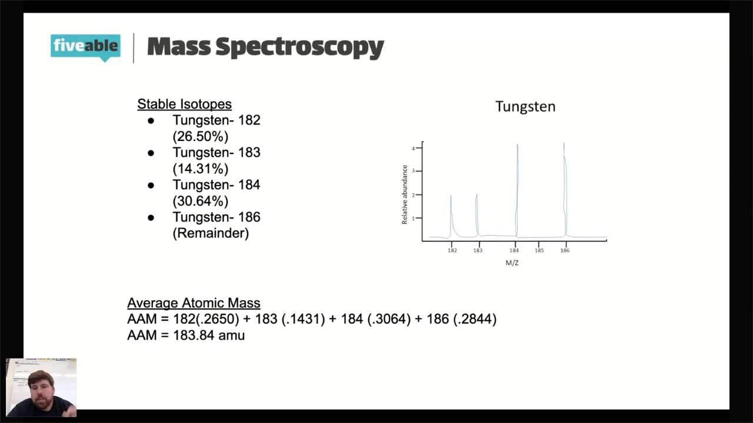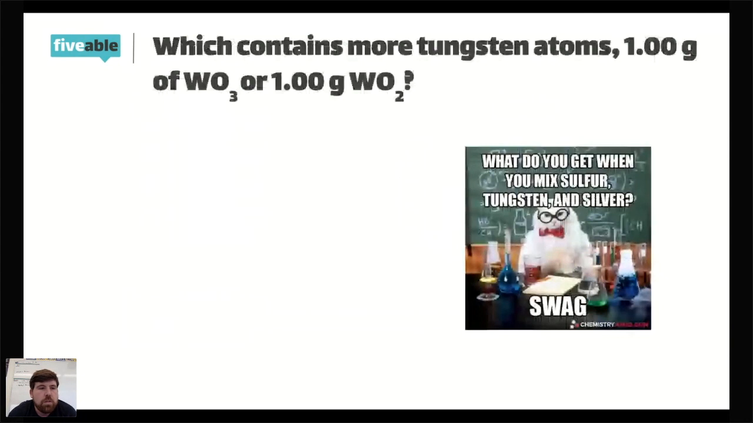All right, cool. So moving on from this, we're going to look at some mole questions. So which contains more tungsten atoms? We're sticking with our theme here. 1 gram of tungsten oxide, WO3, or 1 gram of WO2.